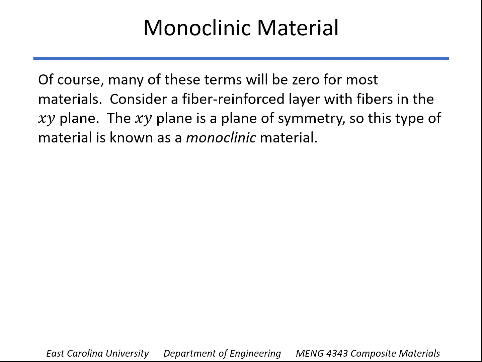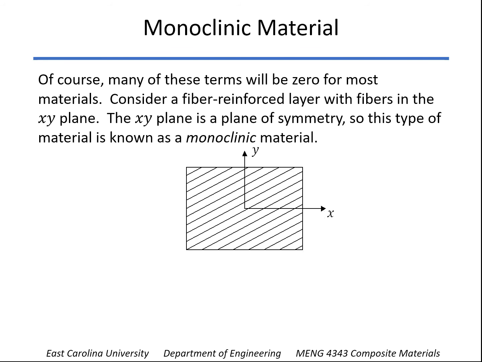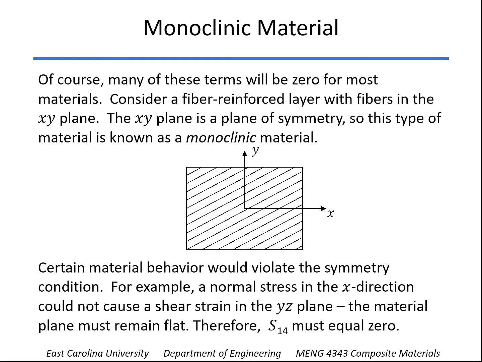But now let's take a look at a fiber reinforced material with the fibers in the XY plane. We would call this a monoclinic material because there is a single plane of symmetry, which in this case would be the XY plane. Now if we do that, we would say that there are certain material behaviors that violate the symmetry. If you put a normal stress in the x direction, it's not going to cause a shear strain in the YZ plane, because if it was doing so, that would violate the plane of symmetry. And based on that logic, then the component S14 of the matrix has to equal 0.